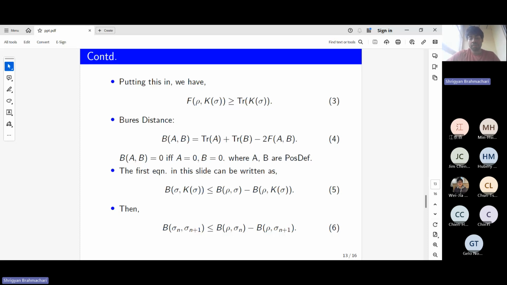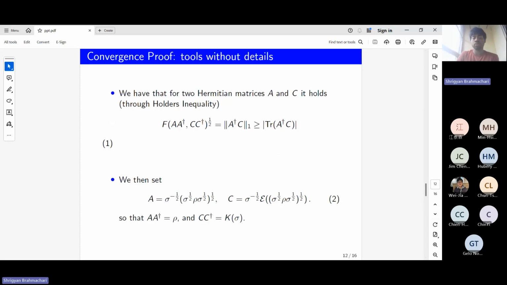And by the way, remember, Bures distance is just trace of A plus trace of B minus twice the fidelity. So if you expand it in this form and do some basic algebra, you'll get equation 3: the fidelity of rho, k sigma is greater than or equal to trace k of sigma. So if you prove 3, you've proven 5. I'm just going to give you a sketch of how I proved 3. I'm just telling you the tool that I used to prove 3.